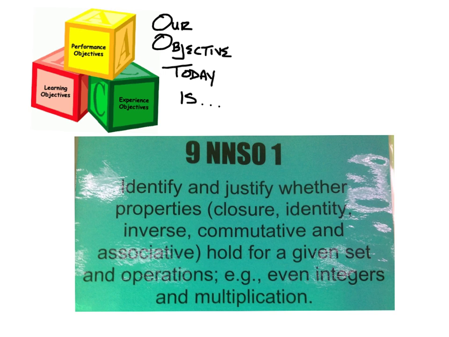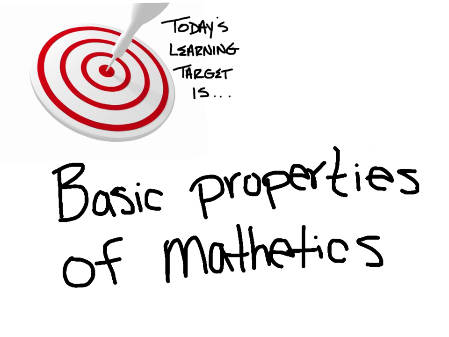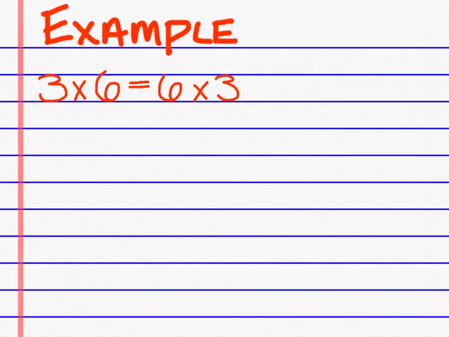Okay, our objective for today is to identify and justify whether properties hold for a given set in operations, even integers and multiplication. And our target, we're going to learn the basic properties of mathematics. Okay, so for the first example, we're going to look at these equations and match each with which property it goes with. And the properties are listed on your paper there.